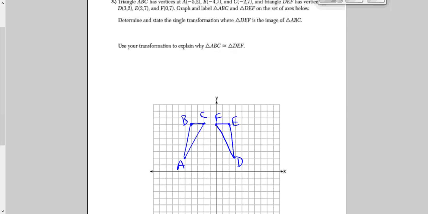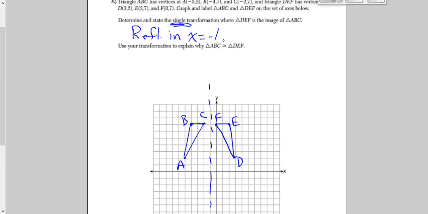And hey, look what it says here. This time it's not a sequence. It's a single transformation. What happened to get DEF as the image? We started with the line x equals -1. So it's this line here, it cuts the x-axis. So it's a reflection in x equals -1.